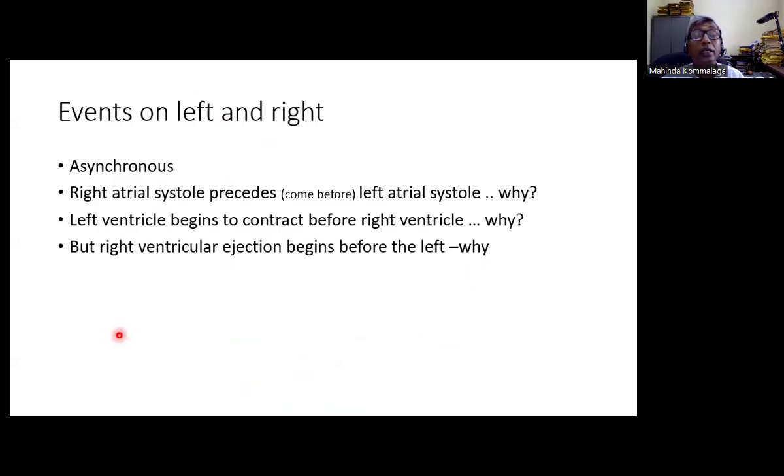Okay. So when we consider left and right ventricular events, there is some asynchronousness, and things will not occur at exactly the same time, right and left. Right atrial systole precedes, that means comes before, left atrial systole. Why? I think you know that. Because of the SA node. Yes, because of the SA node, electrical activity spreads to the right atrium first. Left ventricle begins to contract before the right ventricle. Why? I think you know that.